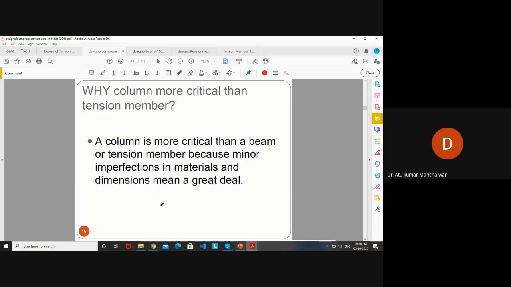Why are columns more critical than the tension member? A column is more critical than the beam or the tension member because a minor imperfection in the material and dimension means a great loss, because the column is the member resisting the load. Therefore, a compression member is very, very important.